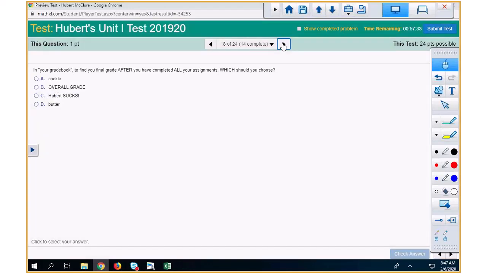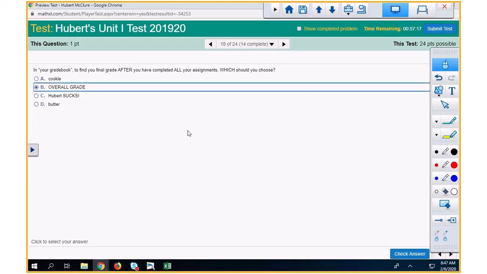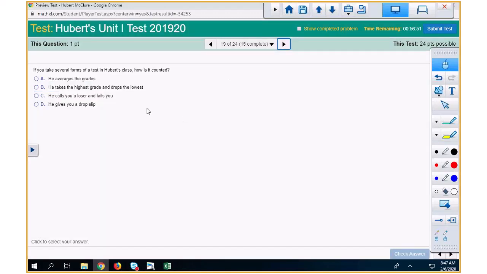Next. In your grade book, to find your final grade after you have completed all your assignments, what do you hit? This is for the students that email me at the end of the semester, and what's the question? How do I know what my grade is? I have no earthly idea. And what if you want to see how you got that grade? You hit show calculation. And that's where you're going to see that you didn't do the Unit 3 test. And then you're going to call me and say, oh, I didn't know there was a Unit 3 test, and I'm not going to reply. Or I'm just going to hang up. If you have several forms of a test in Hubert's class, how is it counted?